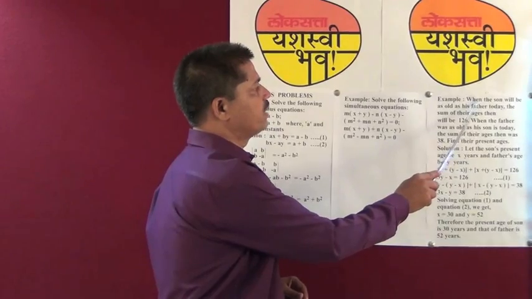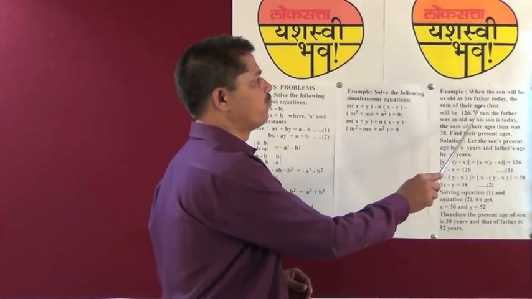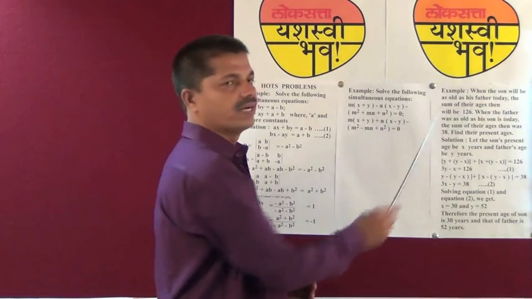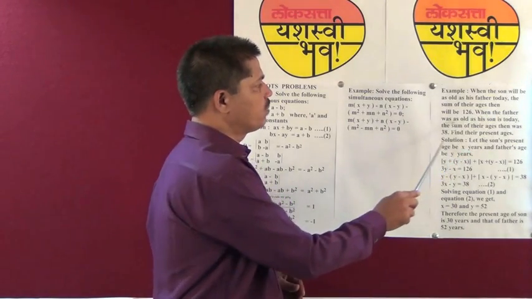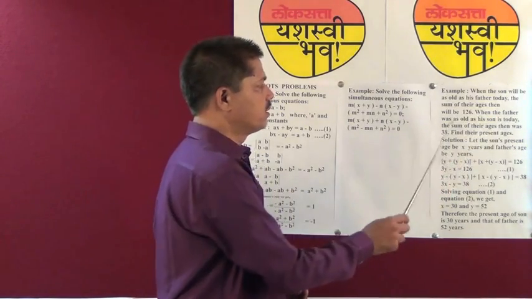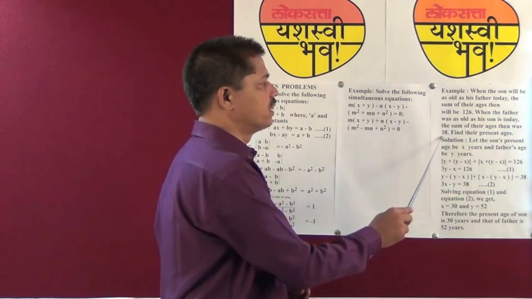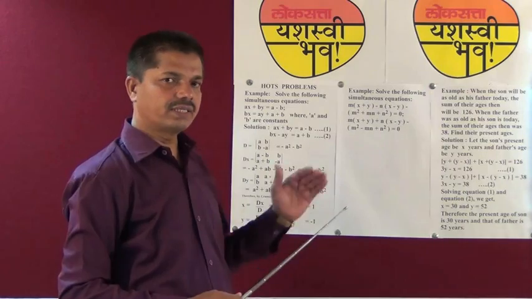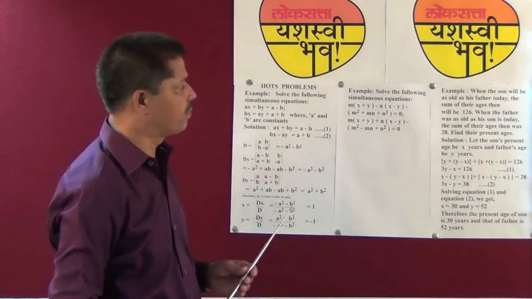The example is: when the son will be as old as his father today, the sum of their ages then will be 126. When the father was as old as his son is today, the sum of their ages then was 38. Find their present ages. Now we have read the whole problem first. Now let us see it part by part.